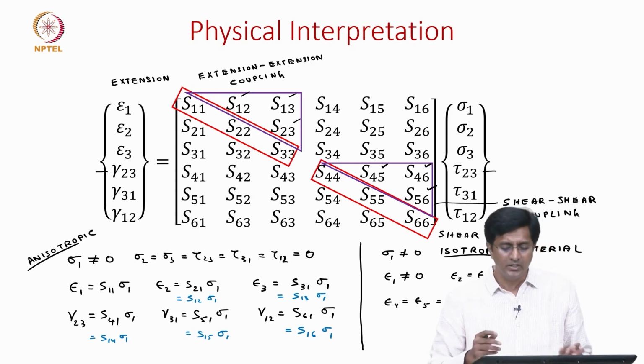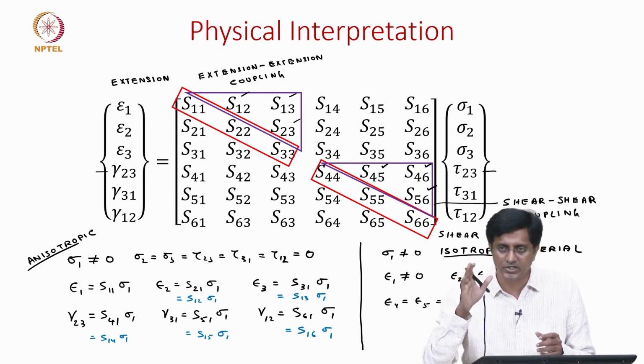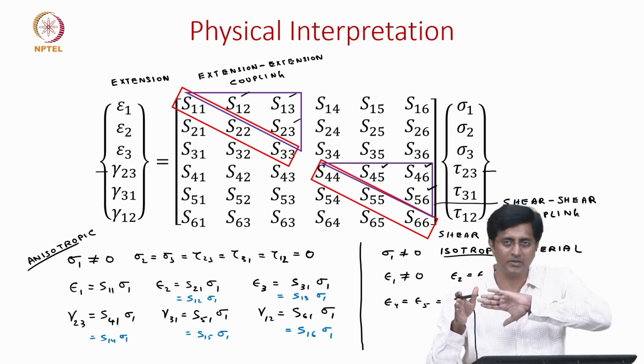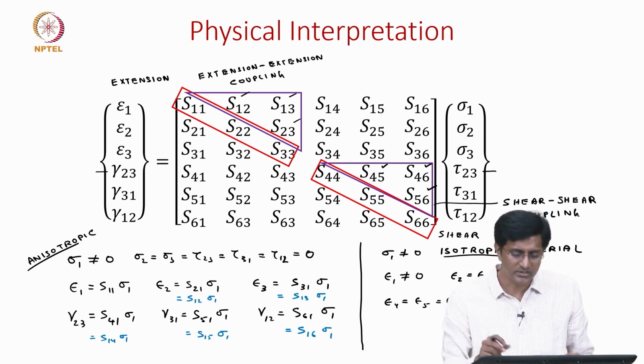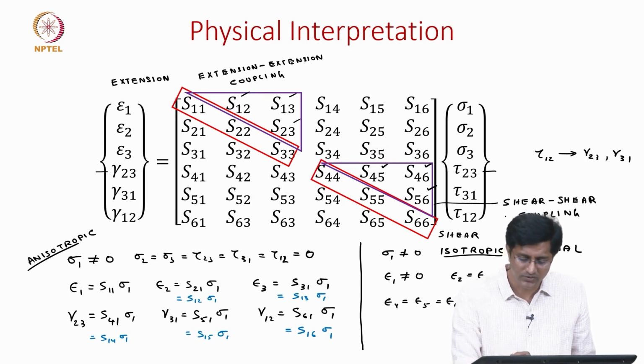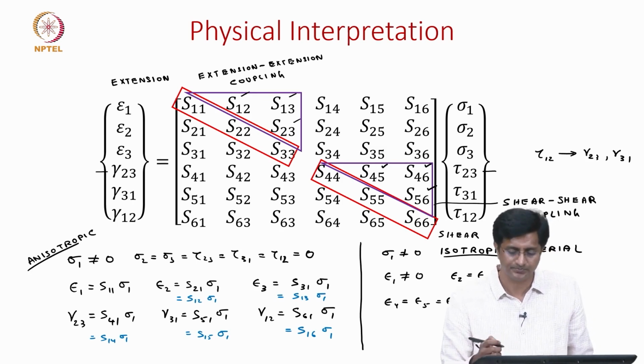What does this mean? It means that if you are applying a shear stress on one plane, there is a shear strain on the other two perpendicular planes. So, those components are brought in with this shear coupling. For example, let us say if you are applying tau 12 and we get shear strains in the other two directions, let us say gamma 23 and gamma 31. This coupling is shown by the shear coupling components which are shown in this triangle.